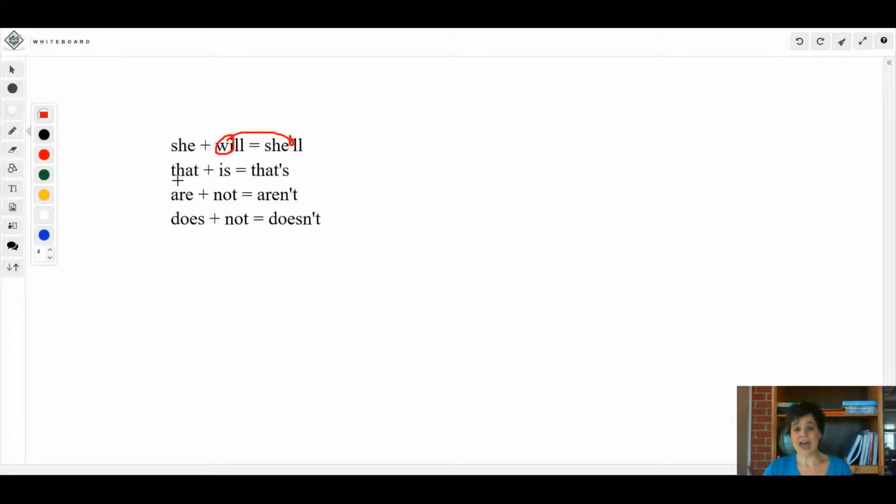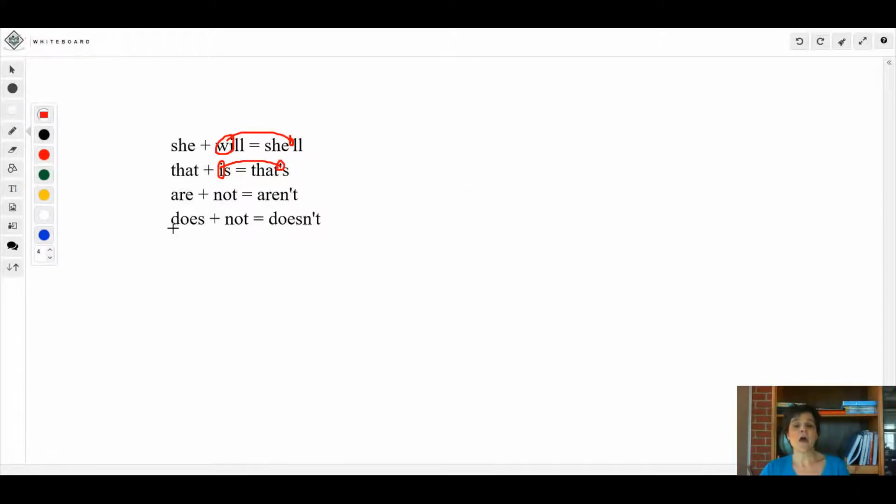All right, here we have that is. Now this is called a demonstrative pronoun. It is a pronoun. This is a verb. So we're going to add these two together and we get that's. Notice we just leave one letter out of is, just the I. And we put an apostrophe in its place just to show that we left out a letter or two.